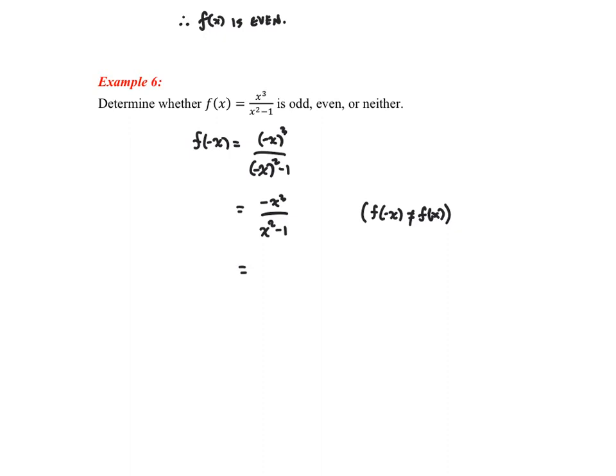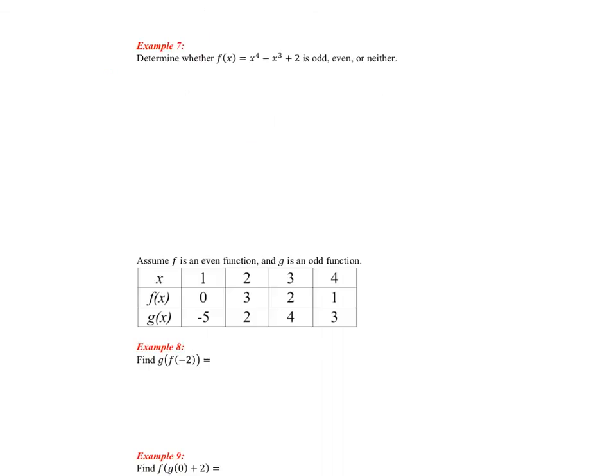So my next logical step would be to pull out a -1. And if I pull out a -1, I would have x cubed over x squared minus 1, which, if we look on the inside of the parentheses, we'll notice we see f of x. So this is the same as negative f of x. So we have shown algebraically that f of negative x is equal to negative f of x. Therefore, f of x is even, or excuse me, is odd. Okay, let's continue.